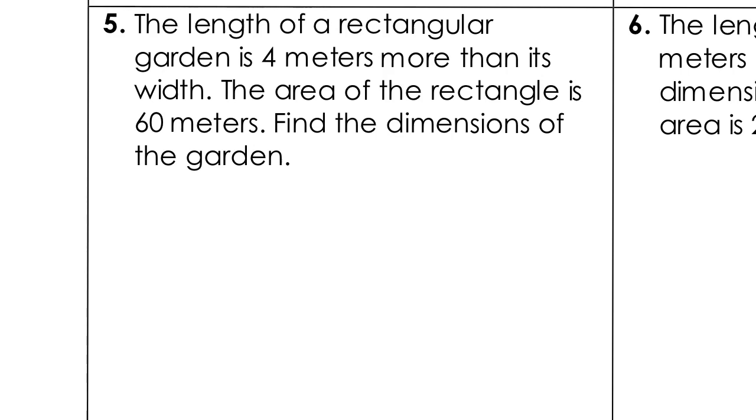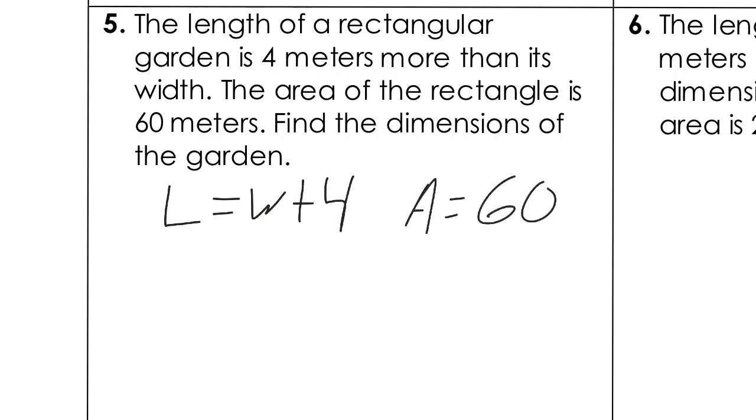Okay guys, this is number 5 on your area problem. The length of a rectangular garden is 4 meters more than its width. So the length is width plus 4. The area of the rectangle is 60 meters, so A equals 60. Find the dimensions of the garden.